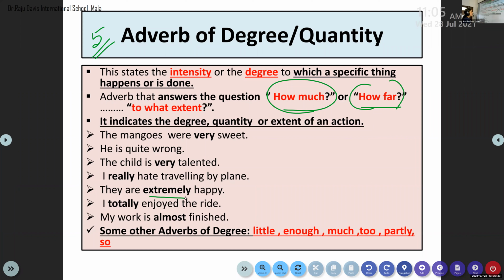How much happy? Then I can use to what extent? They are extremely happy. See? So an adverb of degree is equal to quantity and it answers the question how much, or to what extent. It shows the intensity, how much, how deep. It indicates degree, quantity, or extent of an action. Listen: mangoes were very sweet. The word very, how much? Very tasty, the intensity.